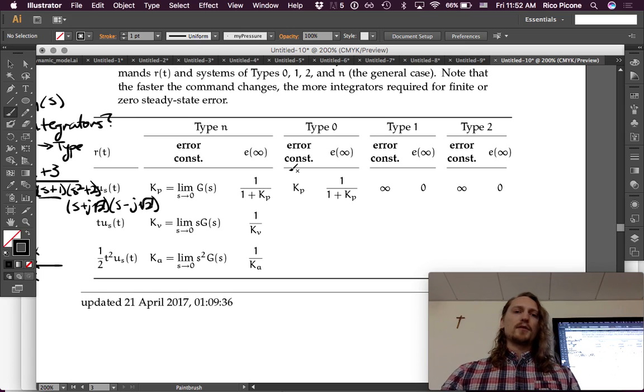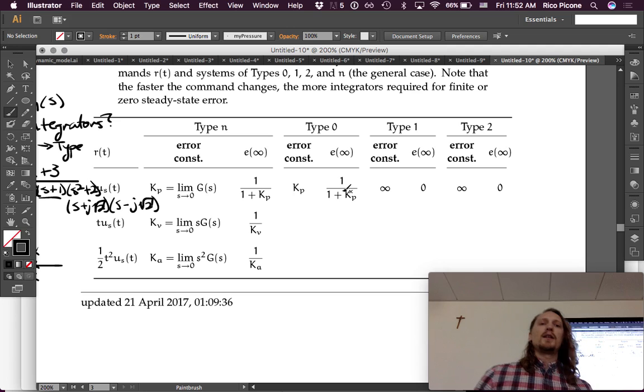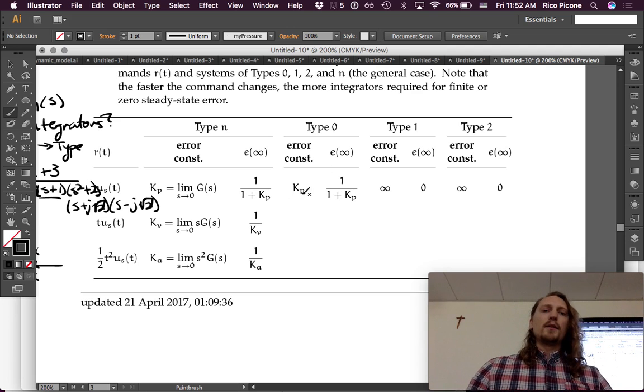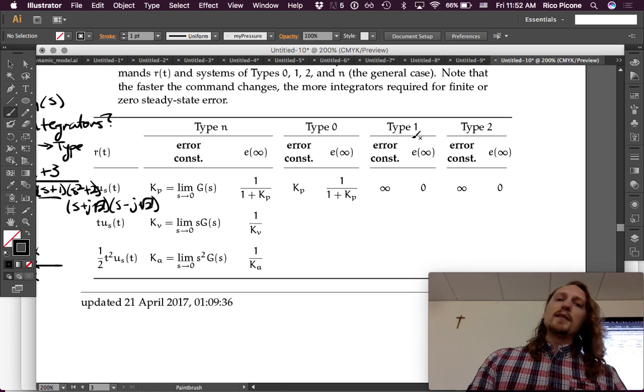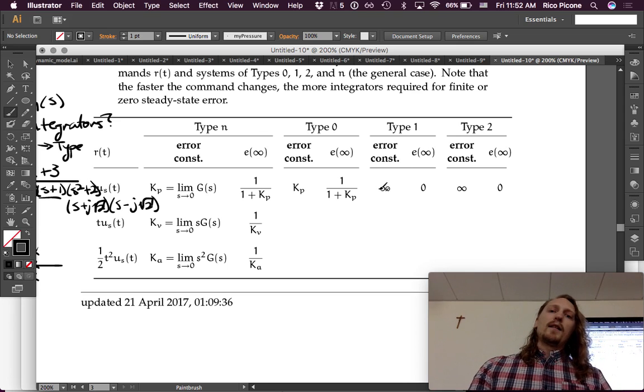Yeah, no, that's true. Okay, so the type 0 system is the next one up. If we've got a type 0 system with no integrators, and we already showed this, the steady state error is 1 over 1 plus Kp. The error constant, Kp, for a type 1 system is infinite.